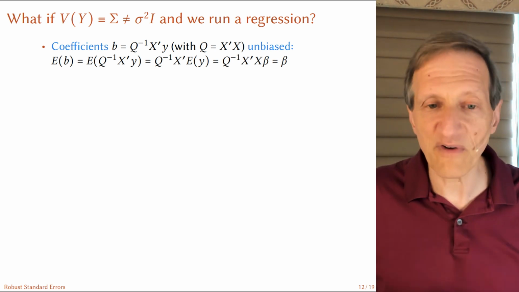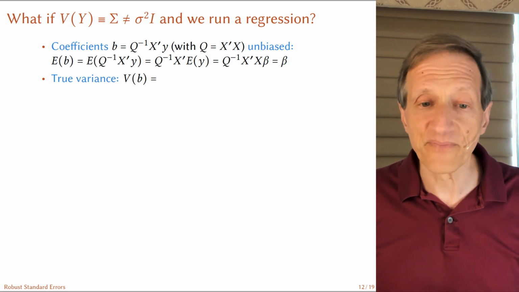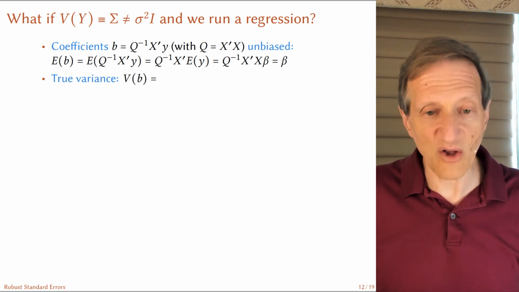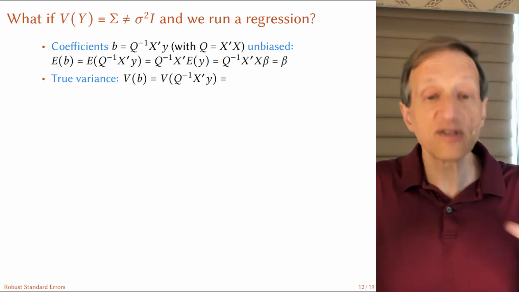So that's our proof of unbiasedness. The true variance of B is the following. We'll also calculate this. It's the variance of the formula.